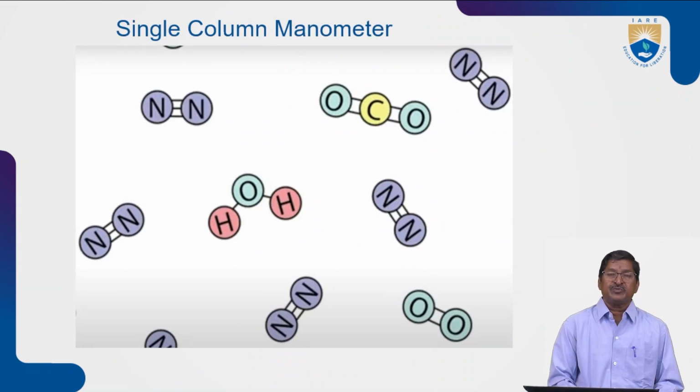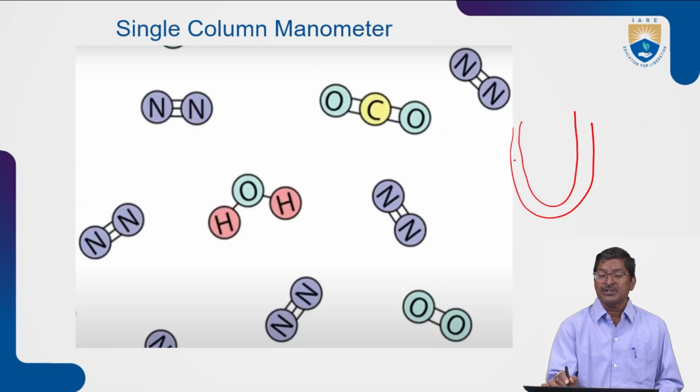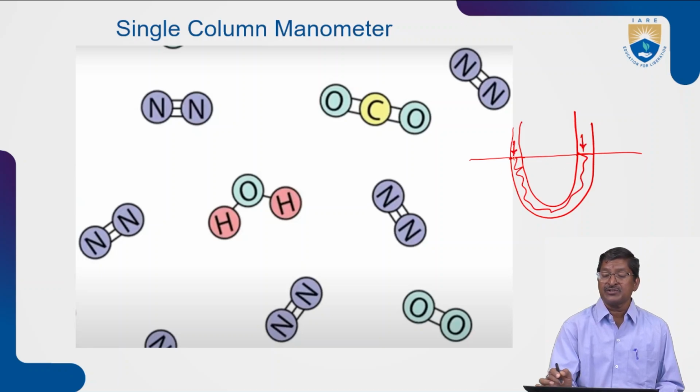So here atmospheric pressure is there and gauge pressure is there. If you take a tube like this, inside mercury will be there. Okay, so this is mercury. It will maintain the same pressure because here is atmospheric pressure, and here is also atmospheric pressure.